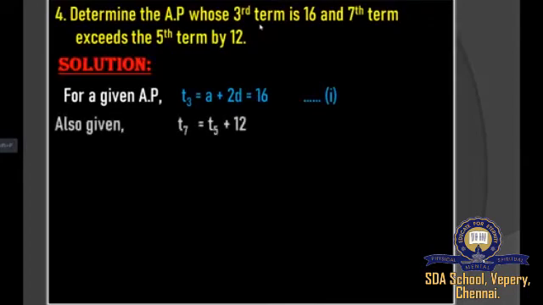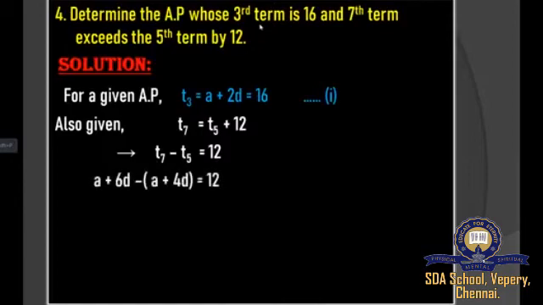Another data is: seventh term exceeds the fifth term by 12. So exceeds is nothing but plus. Here they have given the seventh term. The seventh term exceeds the fifth term by 12, so the fifth term should be added with 12. Now what will happen? T7 is equal to T5 plus 12. So can I bring this T5 to the left hand side? What will happen? T7 minus T5 is equal to 12.